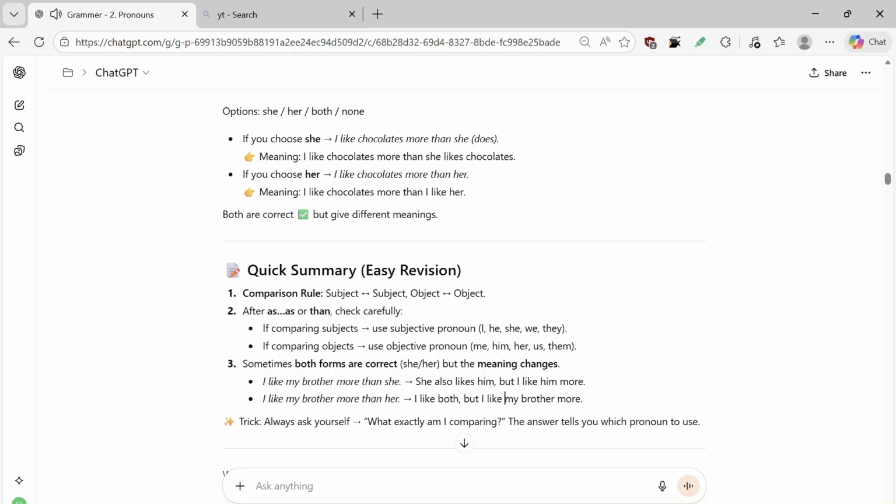Sometimes both forms are correct, she or her, but the meaning changes. I like my brother more than she. She also likes him, but I like him more. I like my brother more than her. I like both, but I like my brother more. Trick: always ask yourself, what exactly am I comparing? The answer tells you which pronoun to use.